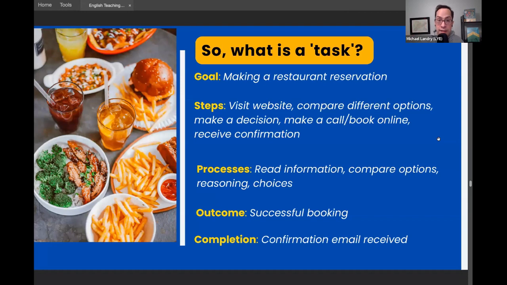So what are some processes involved in that? Well, of course, they're reading information. They're using compare and contrast functions. They're negotiating. They're reasoning and rationalizing their choices. How do we know that they've successfully achieved the task? Well, they're going to show us that successful booking. And how do we know that they've completed the task? They're going to share with us the confirmation email they received.